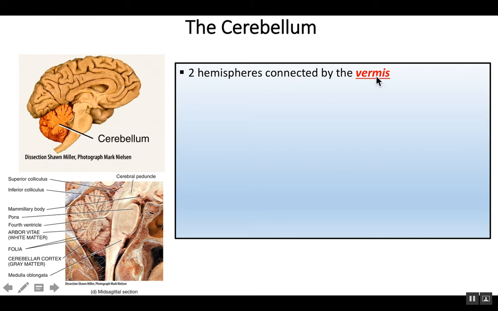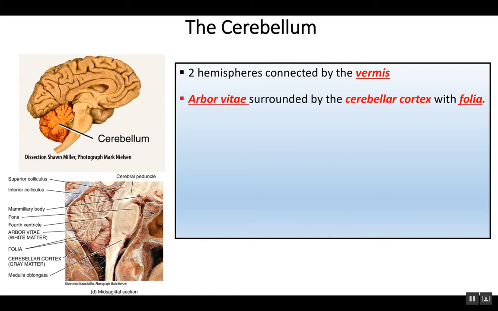And the word vermis actually means worm. You definitely can't tell from this view how they came up with that word, worm. There's a few images in your book that might show a different view, but that center region, if looked at a certain way, looks like a worm.